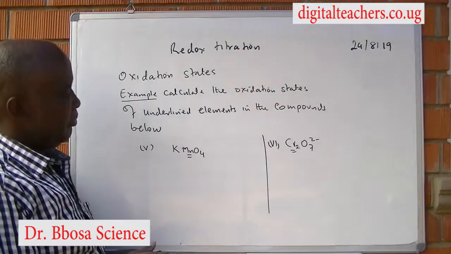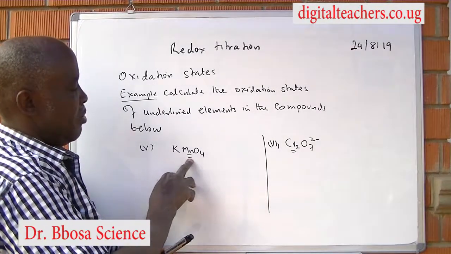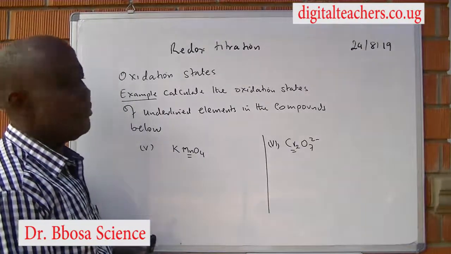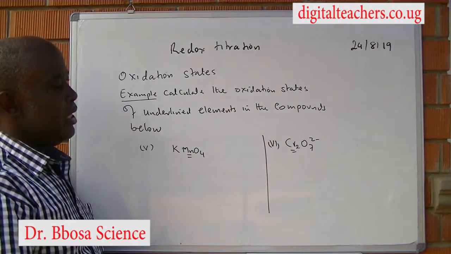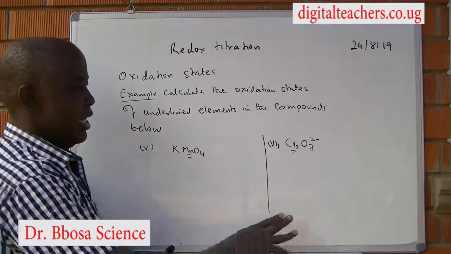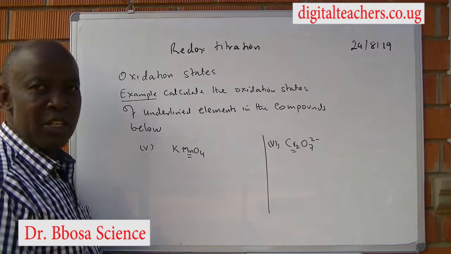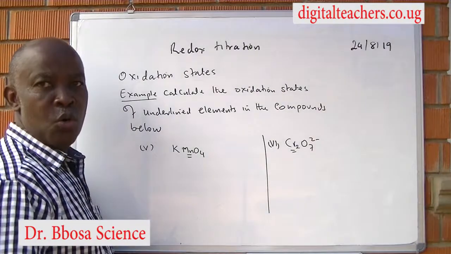Example 5. Calculate the oxidation state of manganese in potassium permanganate and the oxidation state of chromium in potassium dichromate. You can pause, do the numbers, then compare your answer with mine.